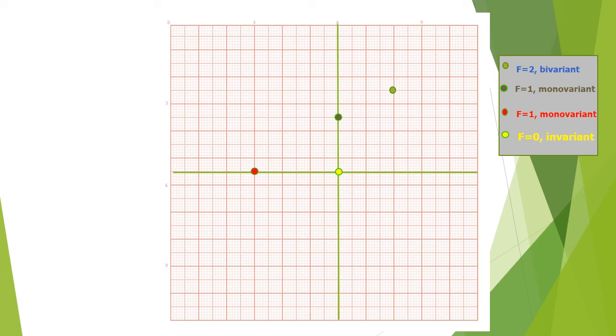If I plot a point on the line, here I plotted a green point on the y-axis. Now to define this green point, how many variables do you want? What is the value you require? You require the value of only y. What about x? x is automatically 0, right? So F takes the value 1. The number of variables required is only one, so it is 1. The system is said to be monovariant. Similarly, for the red dot on the x-axis, here also F will take the value 1. The system is said to be monovariant.